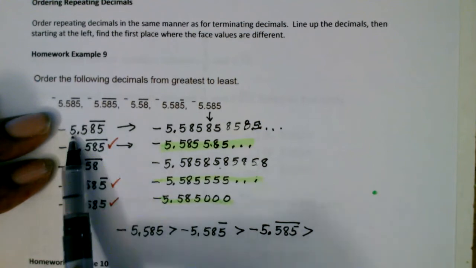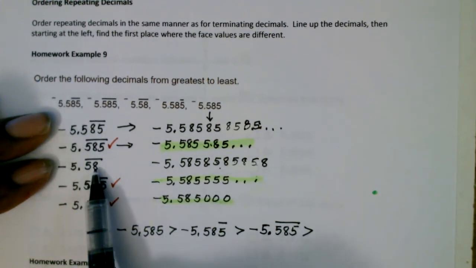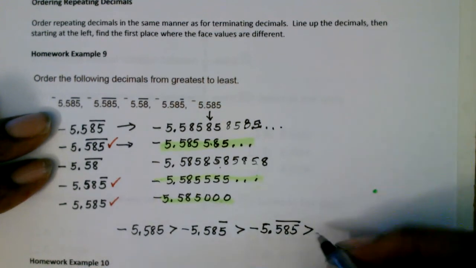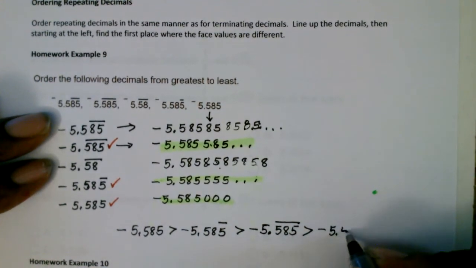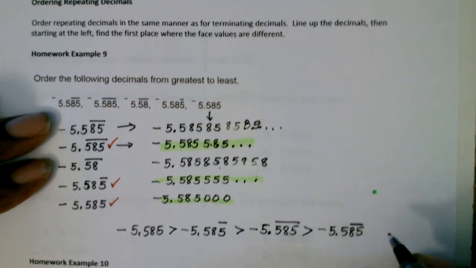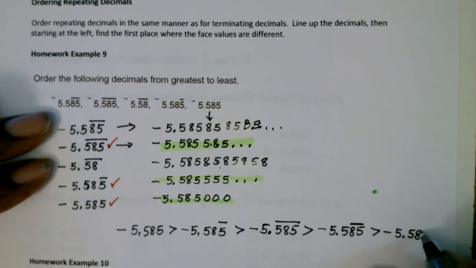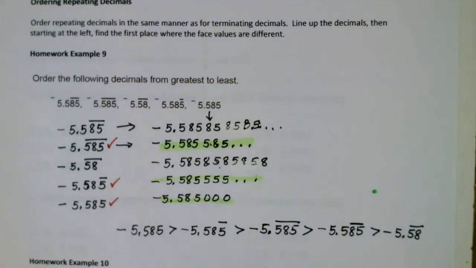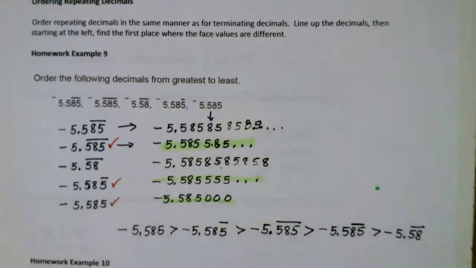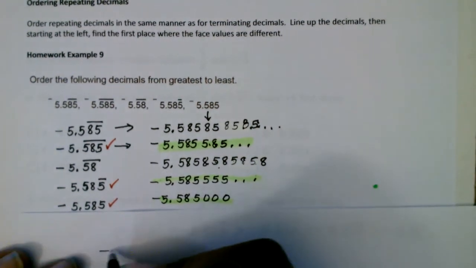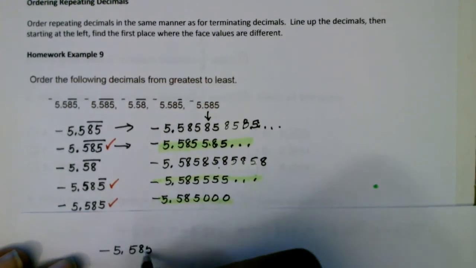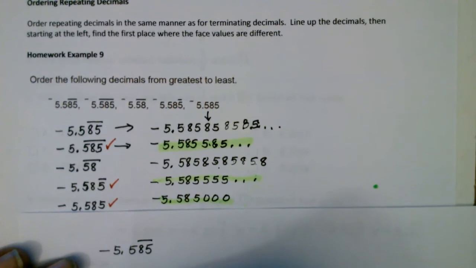Okay. Here, this will have to be bigger than this. This will have to be the smallest. So negative 5.585 is next. And then, of course, negative 5.58 is repeating. Now, what I need to do there is just try to verify that a bit. Because negative 5.585 with a bar on top, and then negative 5.58 are the last two.